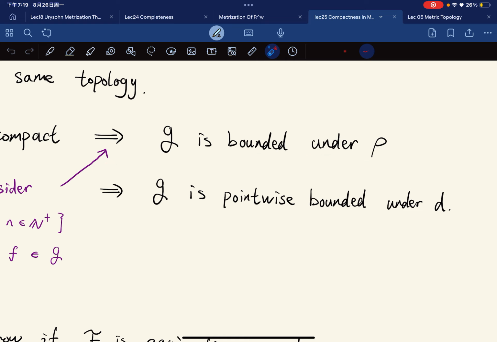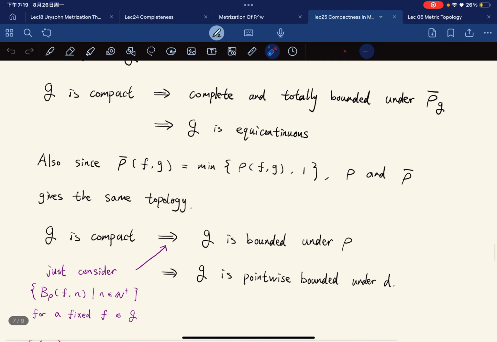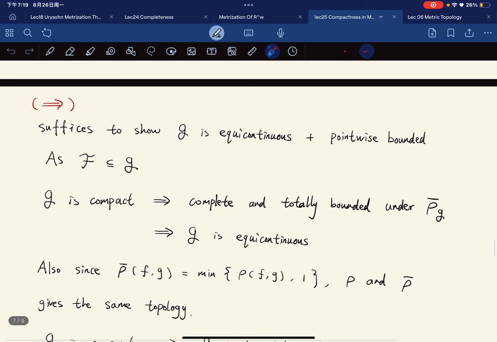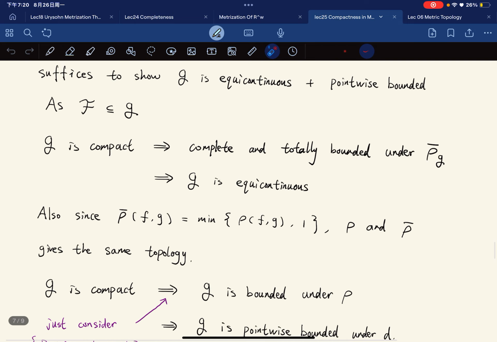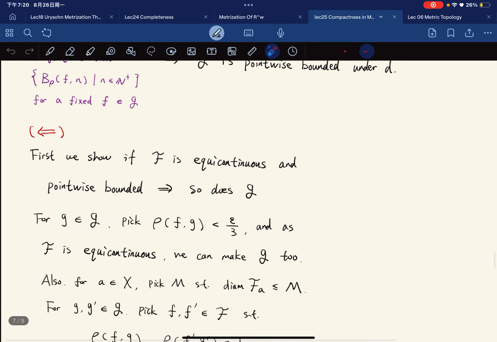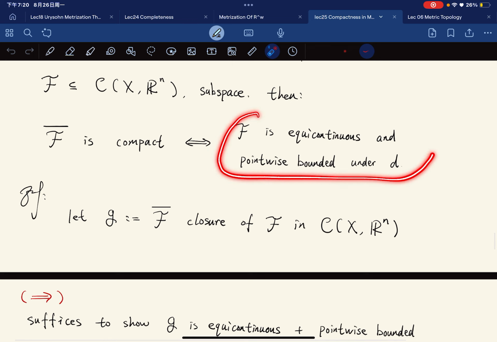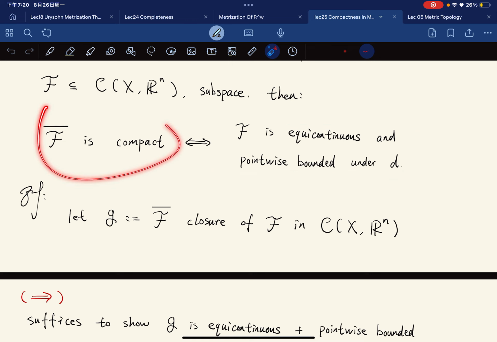If it's bounded under rho, then it is pointwise bounded under D. This just follows by the definition of rho and D, right? So, surprisingly, we're done, because it's equicontinuous and pointwise bounded. To show the converse, we want to show that if F is equicontinuous and pointwise bounded under D, then the closure is compact.